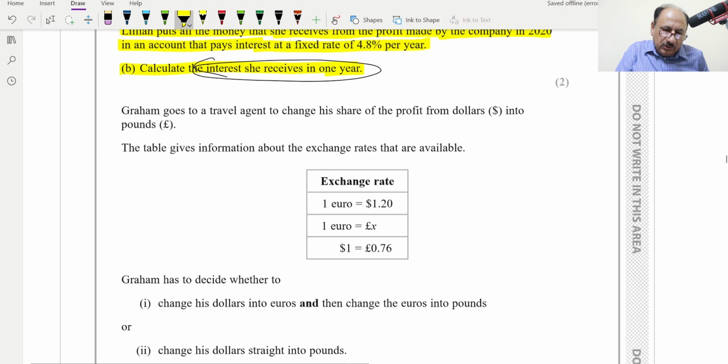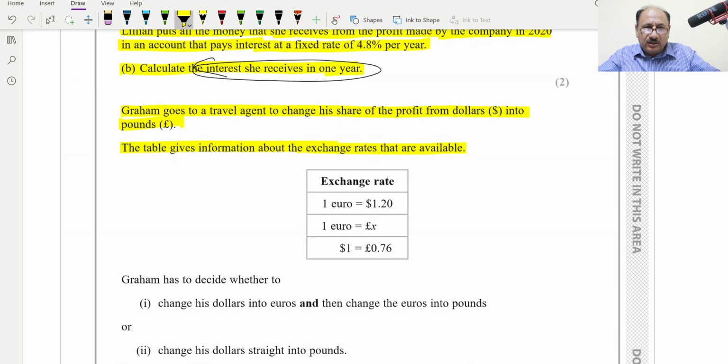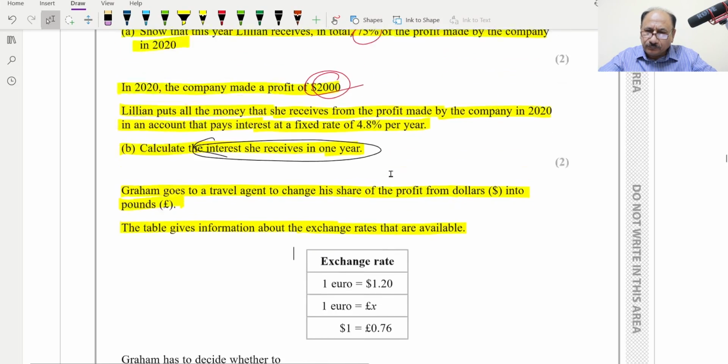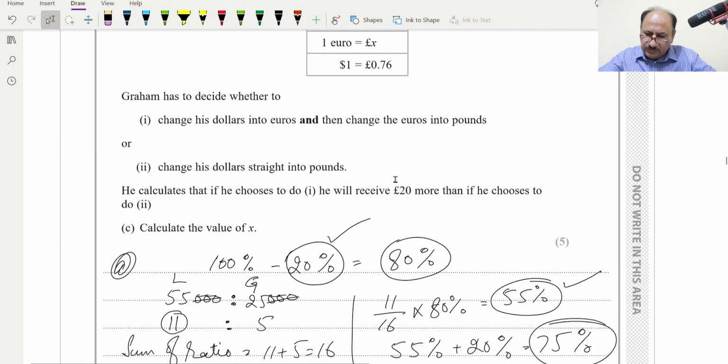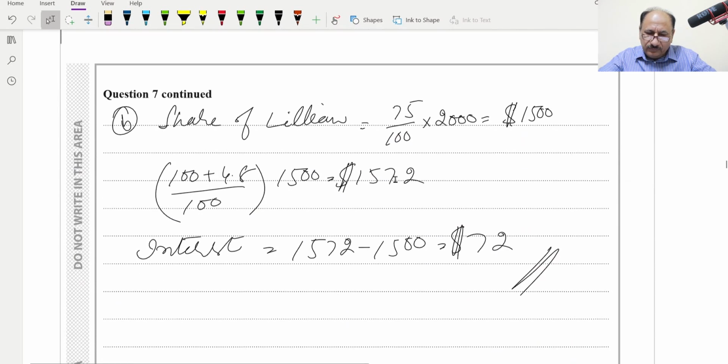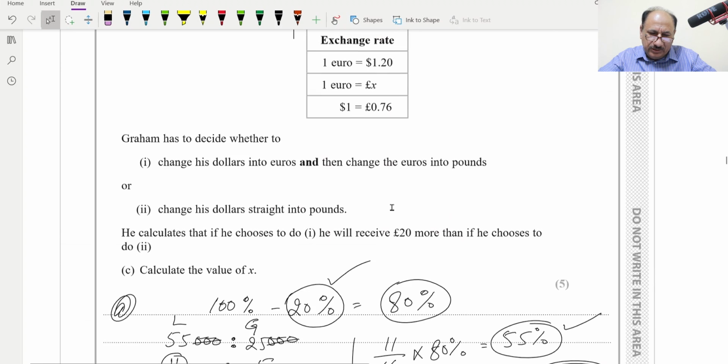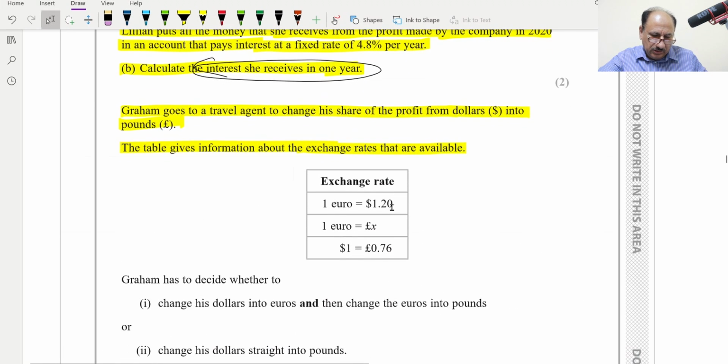Next is Graham goes to a travel agent to change his share of profit from dollars into pounds. The table gives information about the exchange rates that are available. So his share is Graham's share. 1572 is Lillian's, so we will check Graham's share. So this is the conversion rate. The exchange rate is provided.